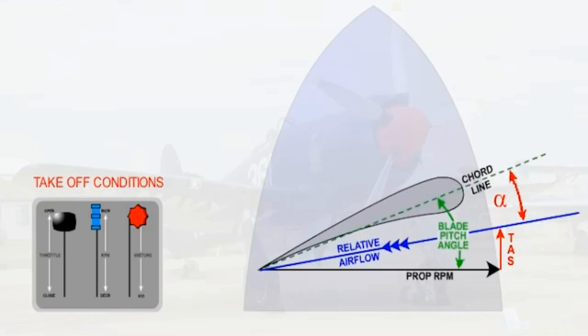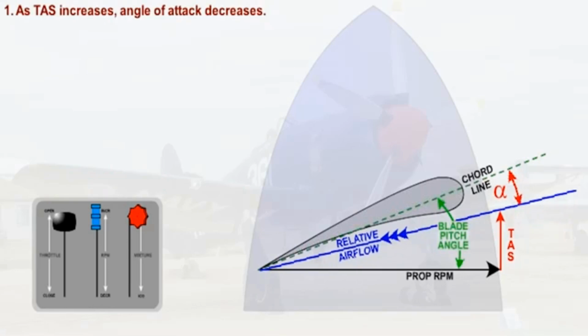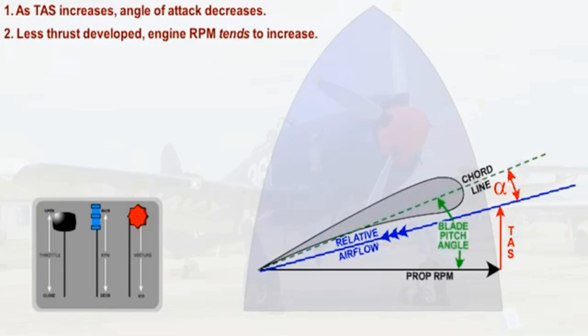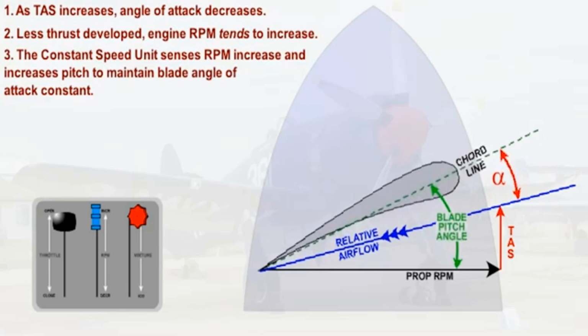This shows conditions during the early stages of takeoff roll. The RPM is set to maximum and the true airspeed is low. The angle of attack is optimum and maximum available efficiency is obtained. As the aircraft continues to accelerate, the true airspeed will increase, which decreases the angle of attack on the blades. Less thrust will be generated and less propeller torque. This gives less resistance for the engine to overcome, and RPM would tend to increase. The constant speed unit, or CSU, senses the RPM increase and increases pitch to maintain the blade angle of attack constant.